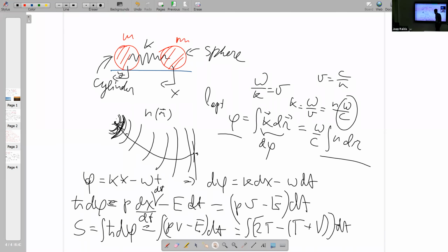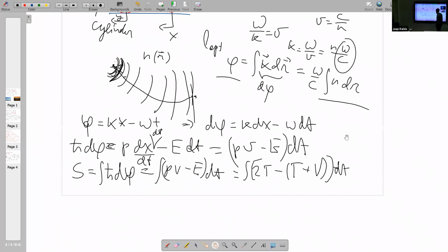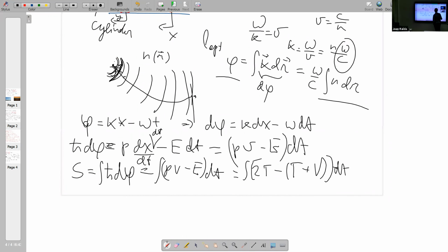And all together equals the integral. Now what we call the Lagrangian dt, where the Lagrangian L equals T minus V. And here you are. This is what is called the Lagrangian.